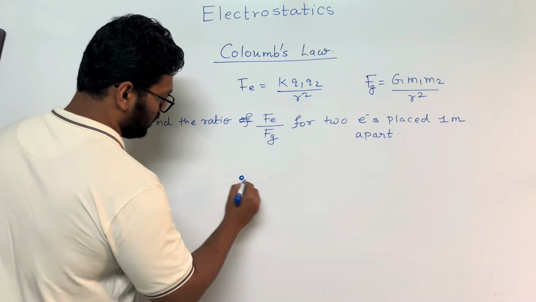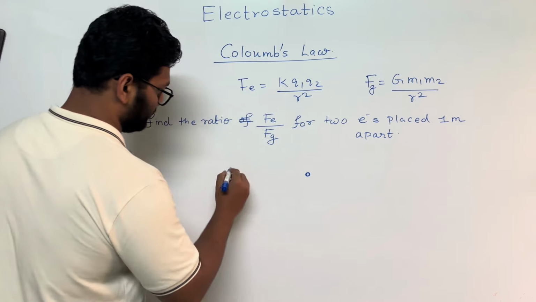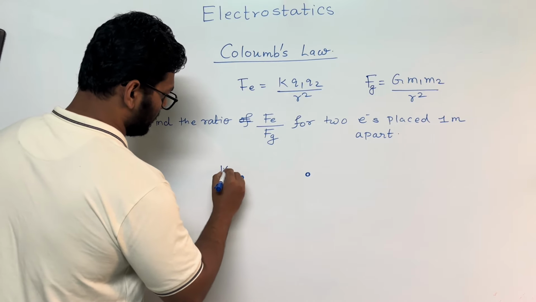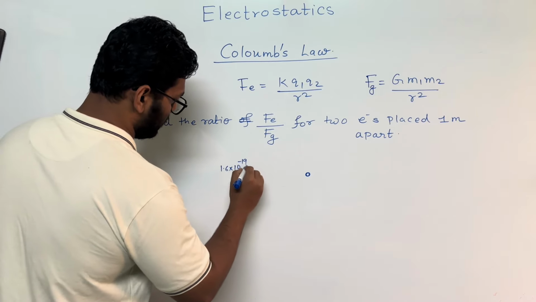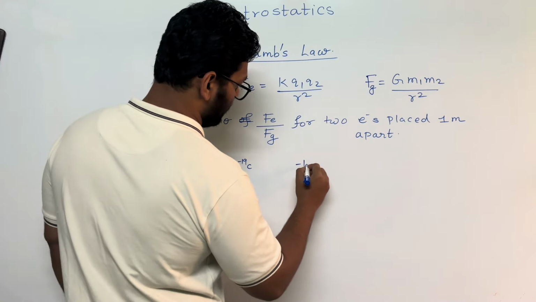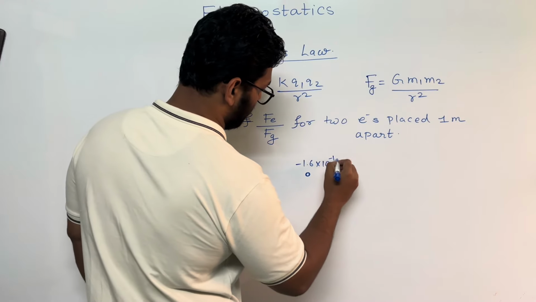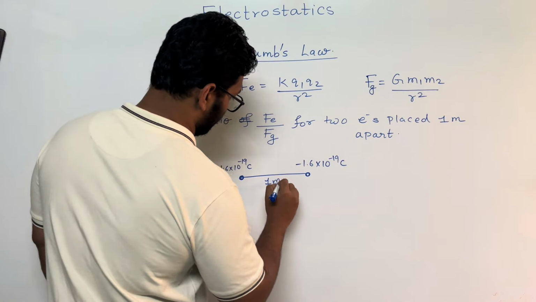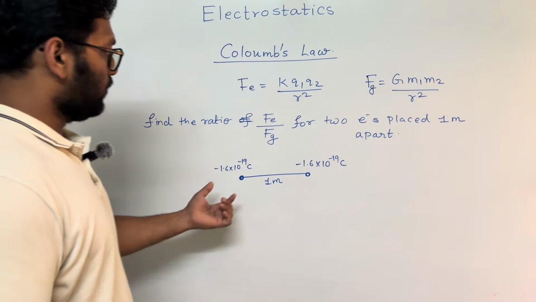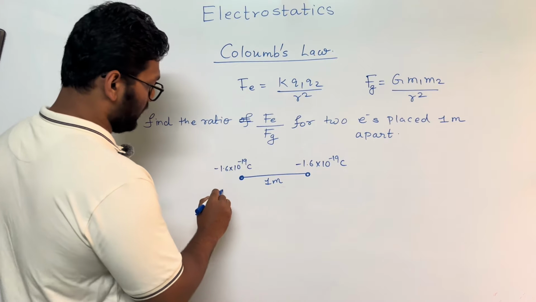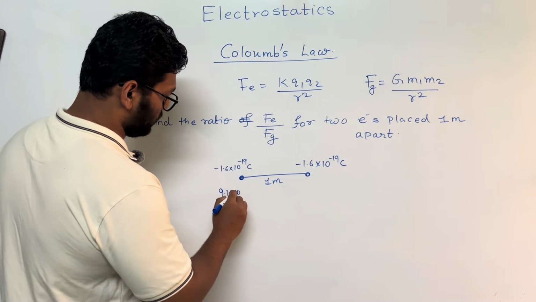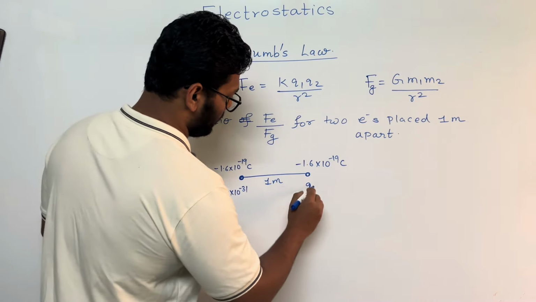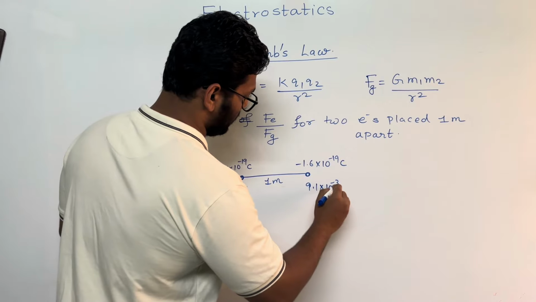You have these two electrons. Each will have 1.6 into 10 raised to minus 19 Coulomb charge with a minus sign. This is also minus 1.6 into 10 to the power minus 19 Coulomb. The distance between the two charges is 1 meter. The mass of each is 9.1 into 10 raised to minus 31 kg.